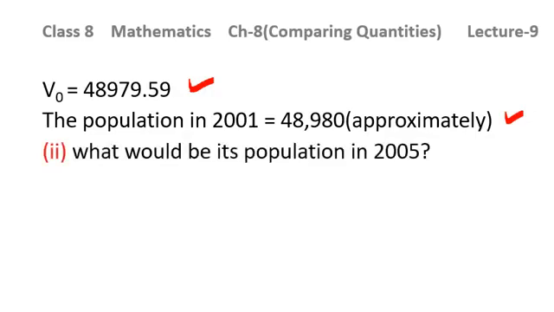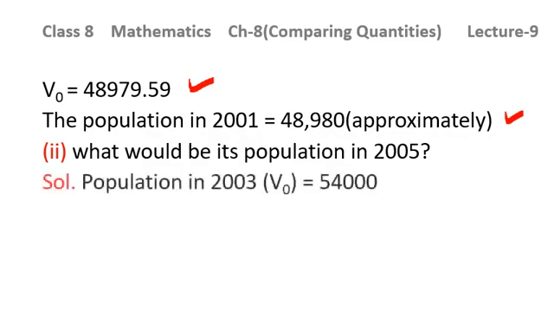We need to find the population in 2005, and dear children, as I have discussed, in the formula V is equal to V naught bracket 1 plus R over 100 raised to the power n, V represents the value after n years. V is the future value, and V naught is the present value. So we need to find the future value in this part. So the given value will act as V naught now. Population in 2003, V naught will be 54,000. This is what is given to us in the question.